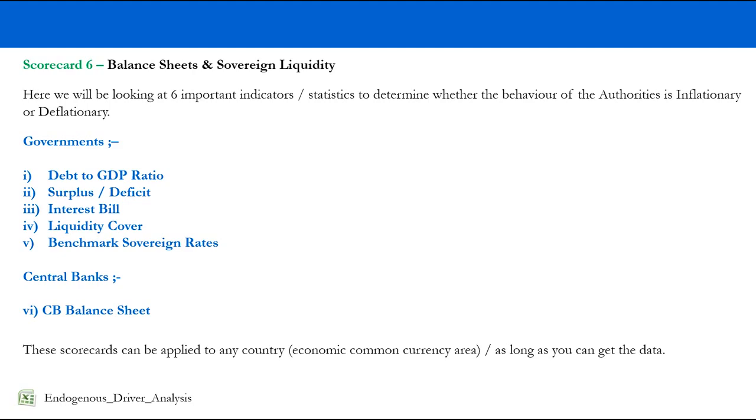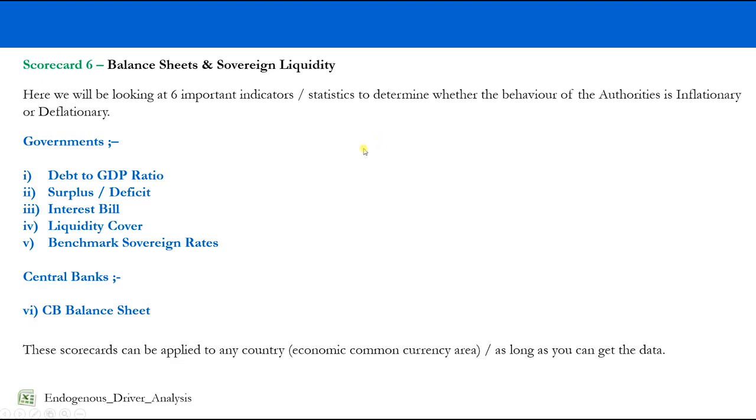And if you remember, on the right-hand side of our overall macroeconomic variable analysis, we had our central authorities split up into both governments and central banks. And the 6 drivers we're going to be looking at, we're going to be looking at 5 within the government area, and we're going to be looking at 1 within the central bank area.